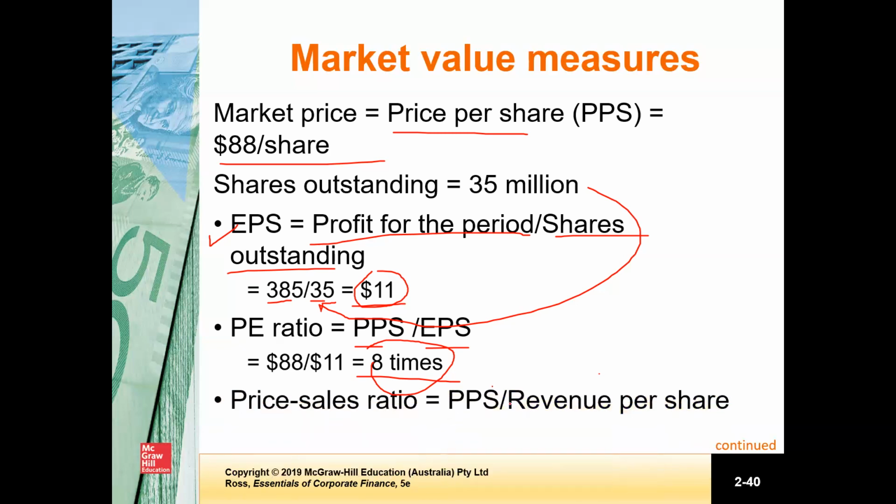Price to sales ratio is price per share divided by revenue per share. That means what is the price the market is charging for every $1 of revenue available for the share. So, for example, it's 1.33 times. That means the share price is 1.3 times the revenue per share.